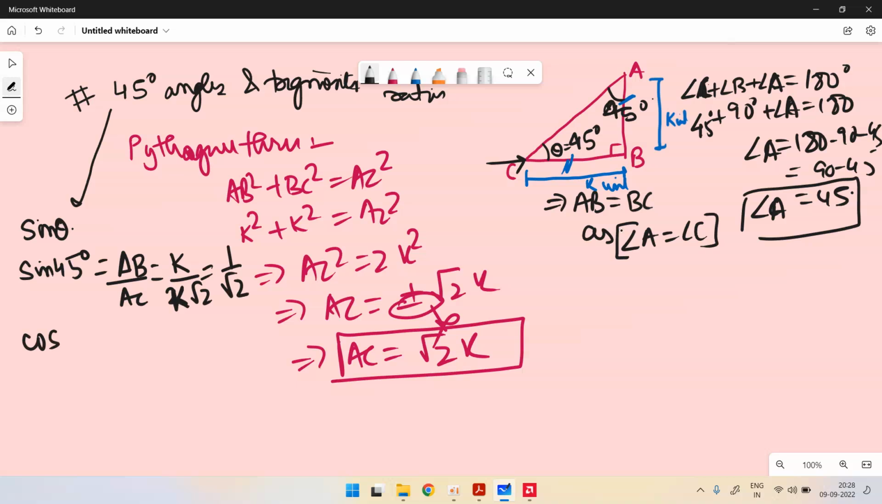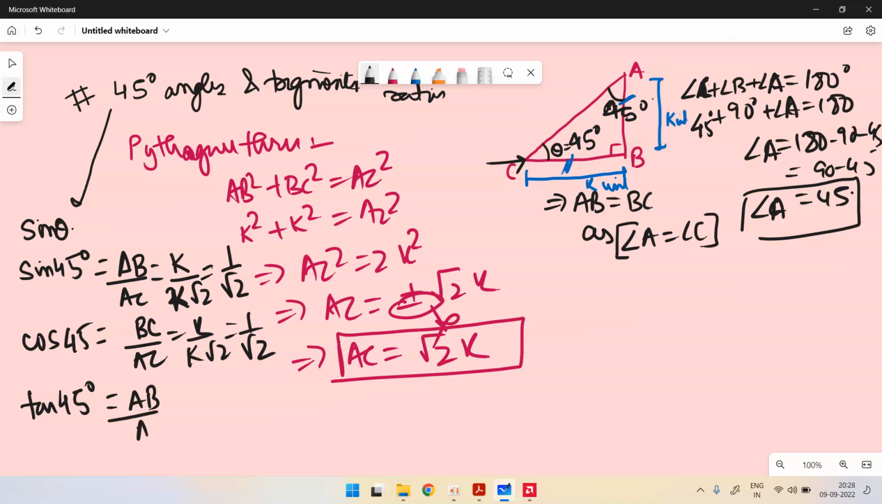Now if you see cos 45 degrees, it is base by hypotenuse, which is BC by AC, and BC is also K. This is K root 2, nothing but 1 by root 2. And tan 45 degrees, though you know that you have to divide, from the given triangle I am calculating this: AB by BC, that is perpendicular by base, which is K by K, nothing but 1.